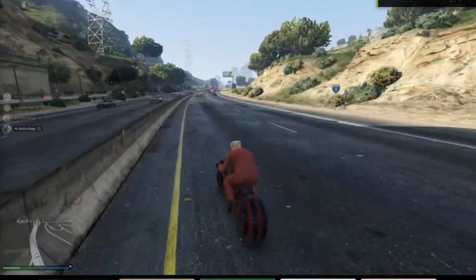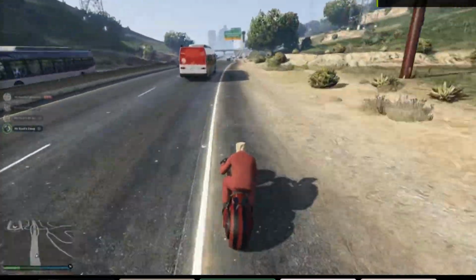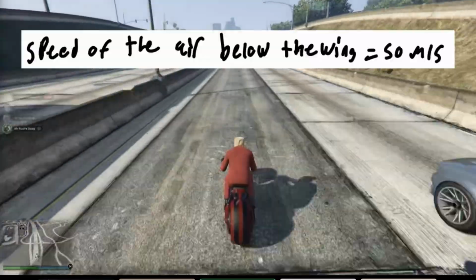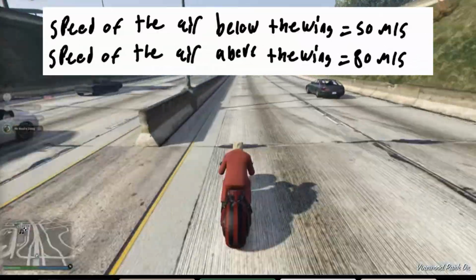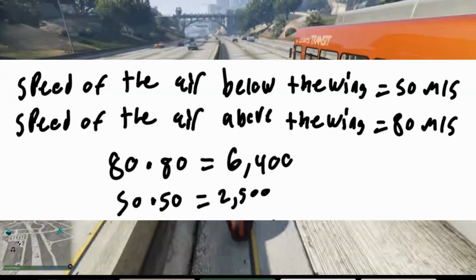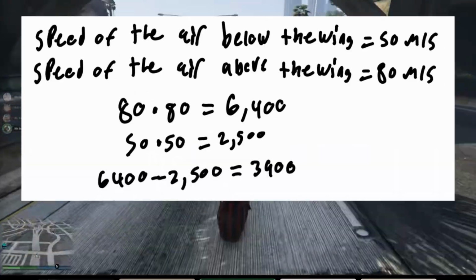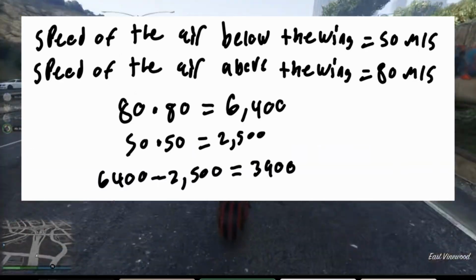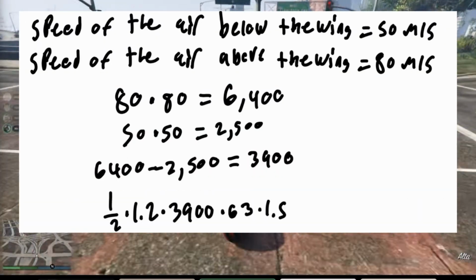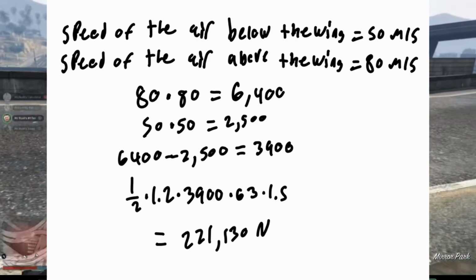For this case, we're going to be looking at if the speed of the air around our wing will allow for our plane to fly. In this example, we're going to have an increase in the speed. So the speed below the wing will be 50 meters per second, but the speed above the wing will be 80 meters per second. When we square these speeds, we get 80 times 80, which is 6,400, and 50 times 50, which is 2,500. When we find the difference of these speeds, we find the difference of 3,900. When we plug it into the lift formula, we find that the new lift is 221,130 newtons.